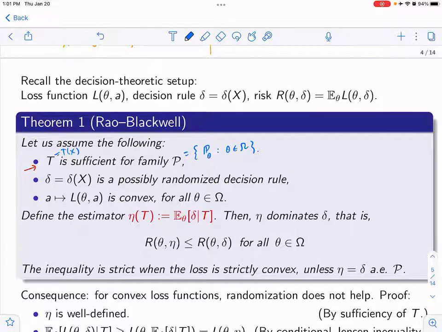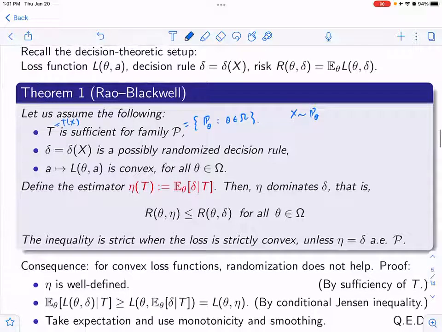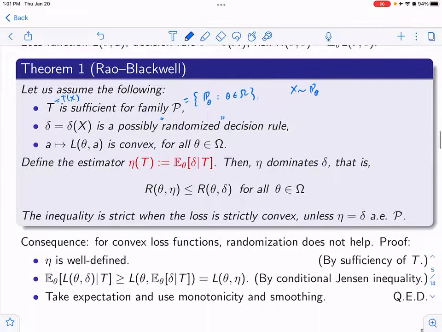So the setup is, again, just X is drawn from this. So X is like P theta. And then delta X is a possibly randomized decision rule. So I'm going to talk about this. For now, let's say it's just non-randomized if you want, but the result holds for more general cases. And A2, this loss, the loss as a function of the action is convex for all values of theta.